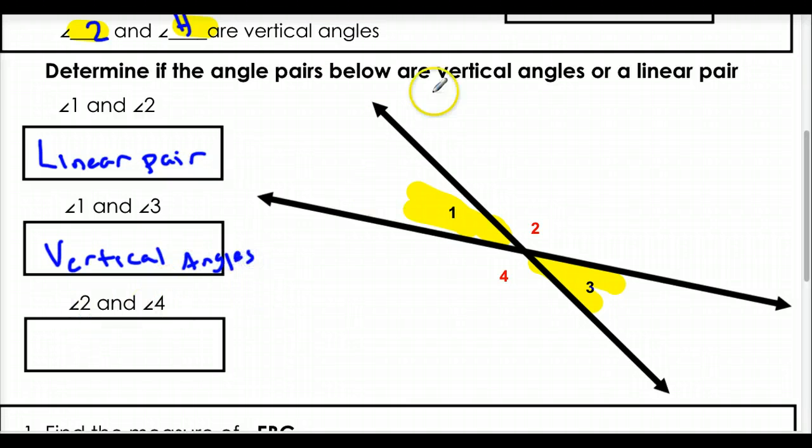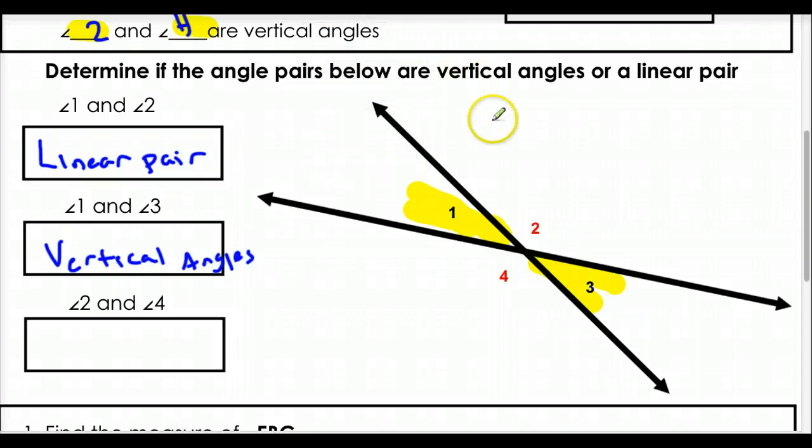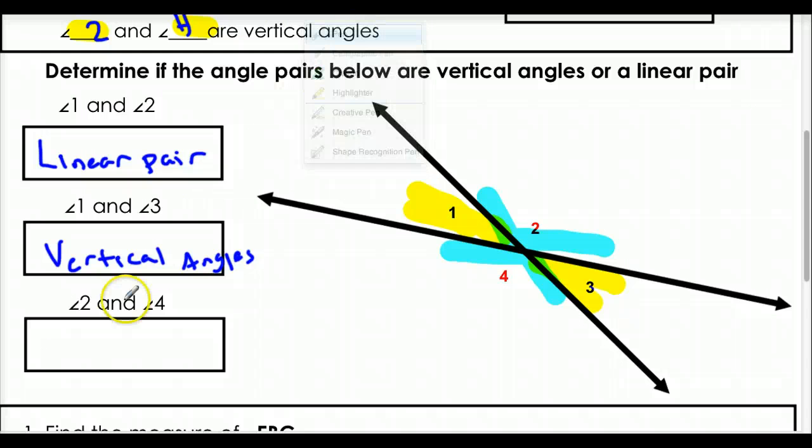And finally, you have 2 and 4. 2 and 4 are over here. And once again, these are also opposite each other. So we would say that these are vertical angles. All right, vertical angles.